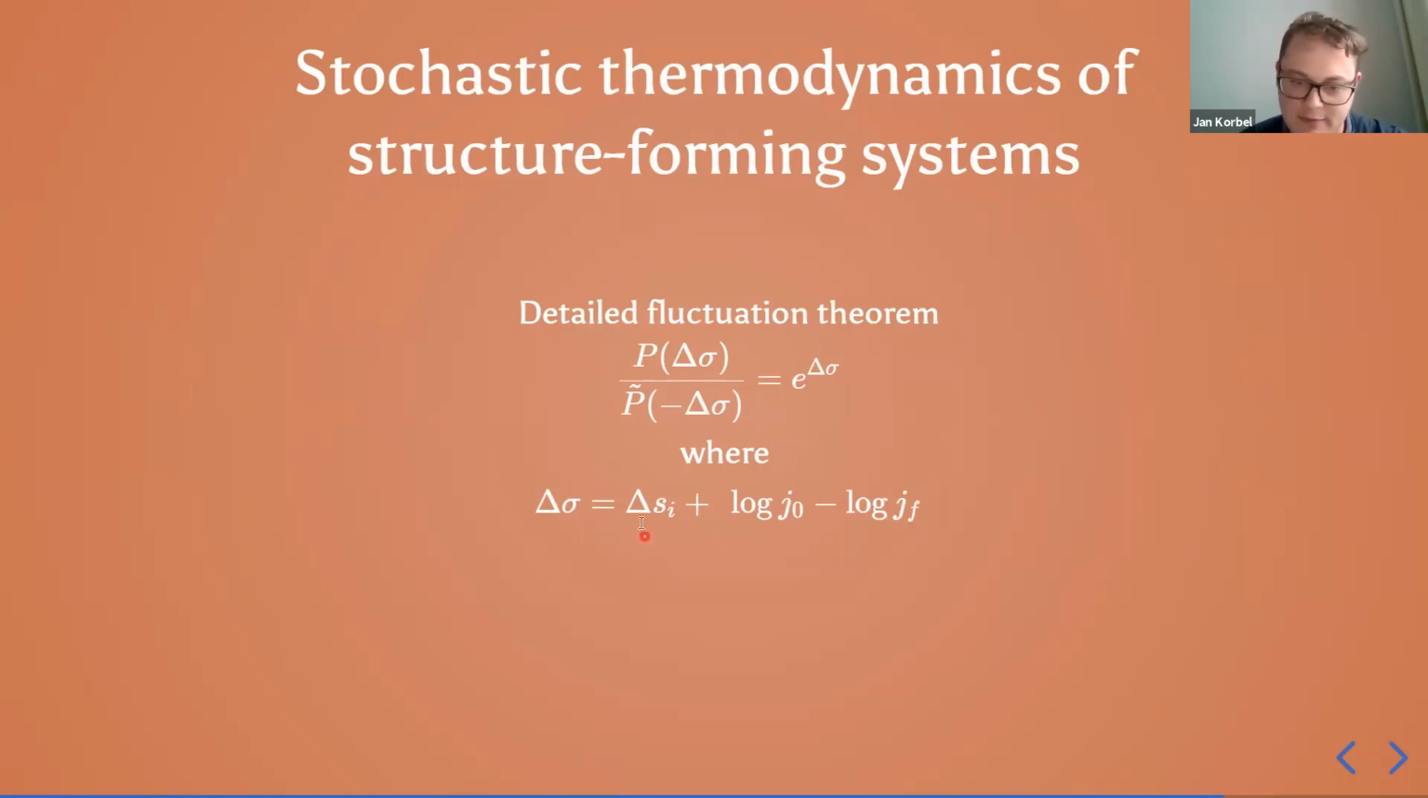You just have to add to the entropy production this difference between the initial size of the molecule and the final size of the molecule. So there is a small correction to this term, but luckily the detailed fluctuation theorem holds, which is nice because it shows you that this is much more general; it's not based on a specific entropy and it's really not specific.